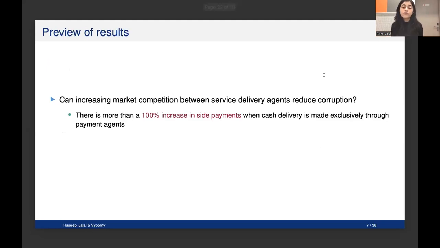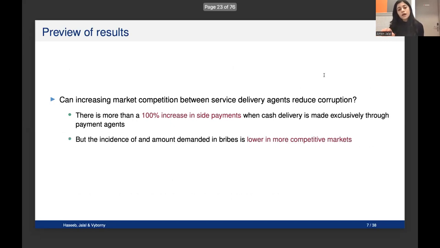A quick preview of the findings is that indeed we find there is more than a 100% increase in side payments once biometrics are rolled out, because human payment agents have experienced an increase in their market power and they exploit that to extort bribes. However, both the incidence of and the amount demanded in bribes is lower in more competitive markets. In markets where one payment agent has many other payment agents to compete with, the incidence of corruption is lower.